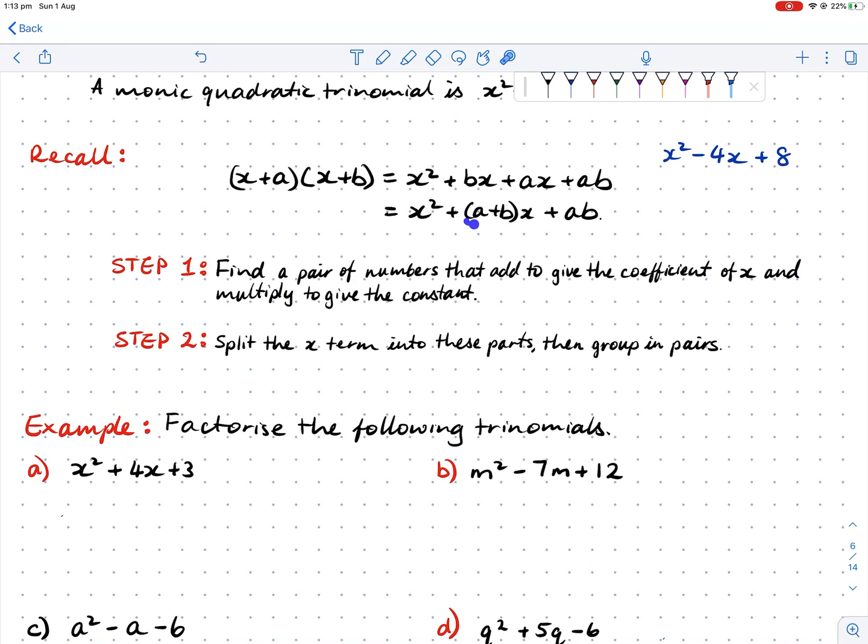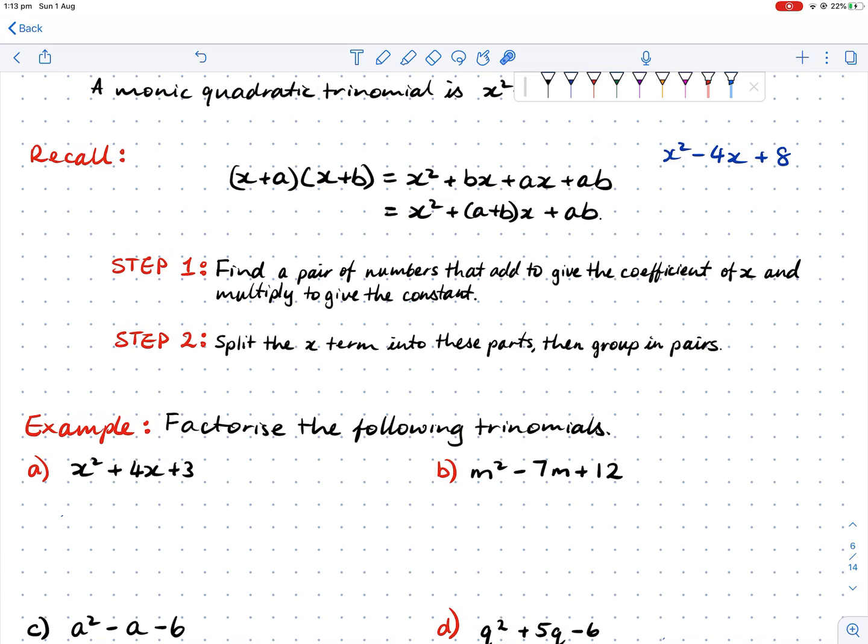What we know is that the coefficient of x is the sum of the two numbers that we had there. So that's your coefficient. And then the last number is the two values multiplied. So that's going to be a product.